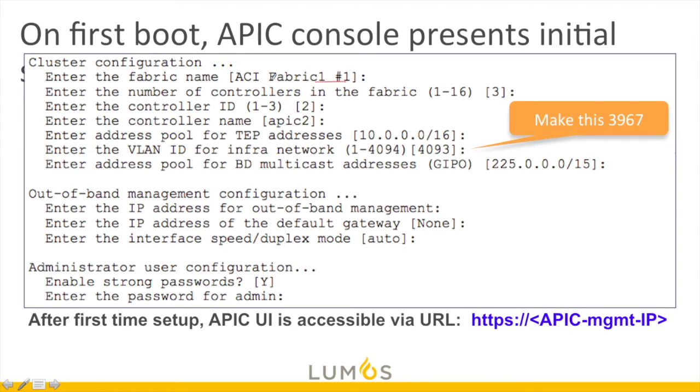So we enter the Fabric name. We give it the number of controllers in the Fabric. It says 1 to 16 here, but really 5 is the limit right now. Typically, in most production environments, we're going to have 3. Give it the controller number: which number in the cluster are we doing? Give it a name. You need to enter an address pool for the TEP addresses.